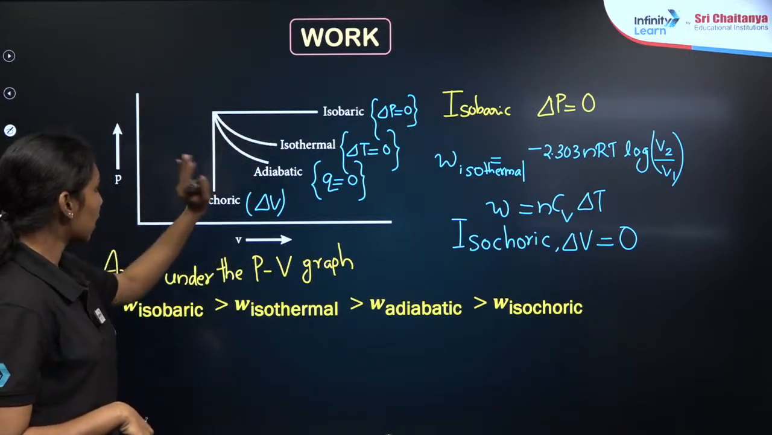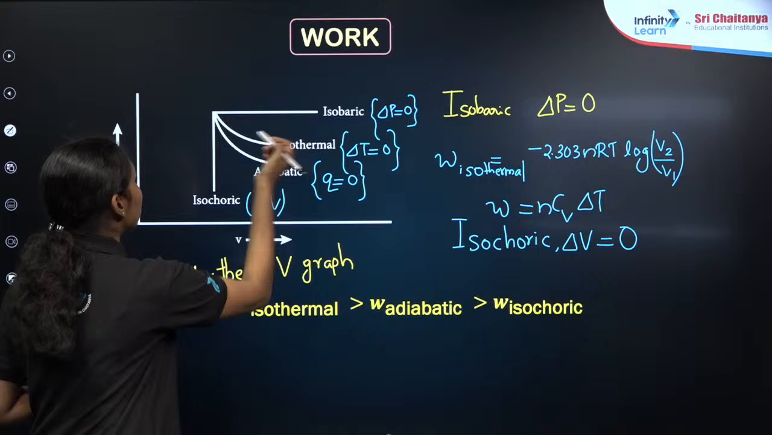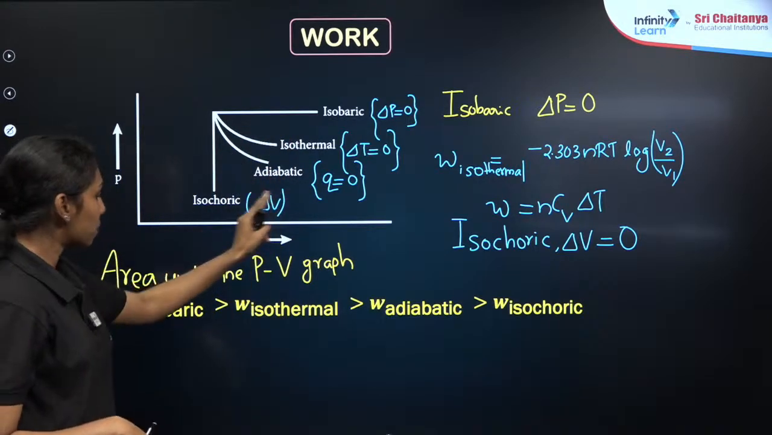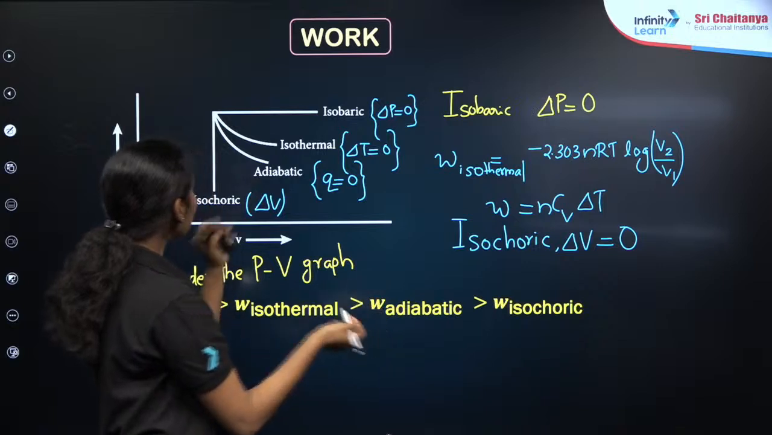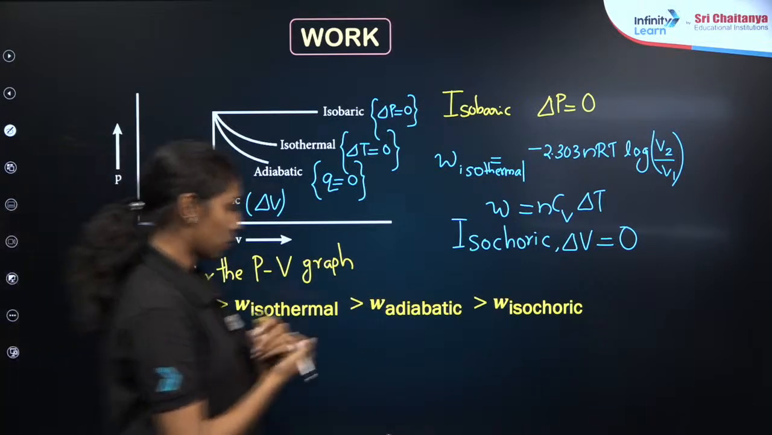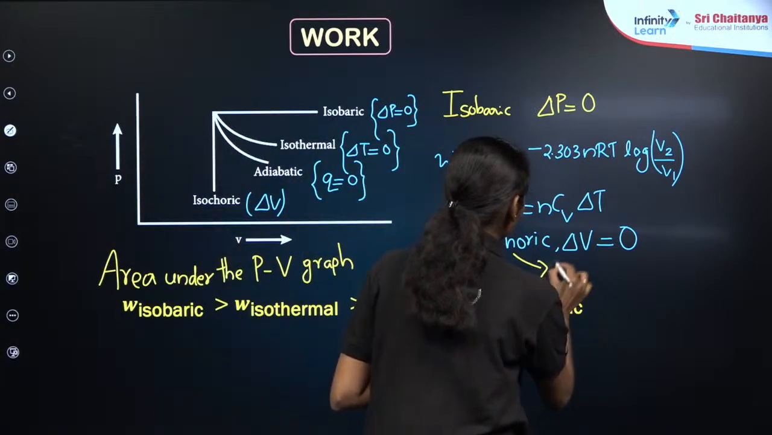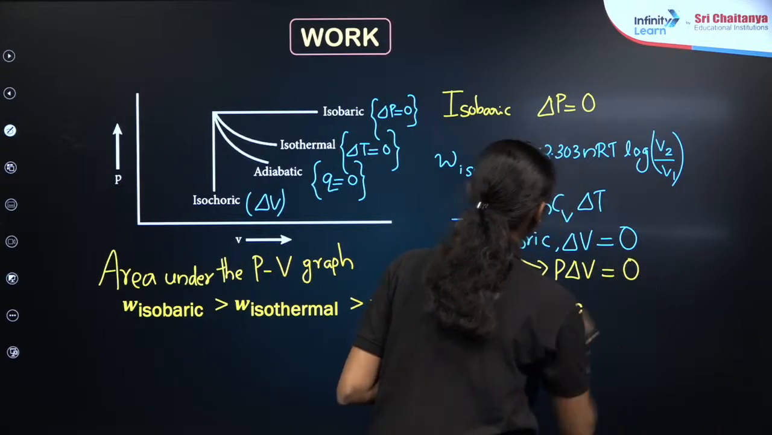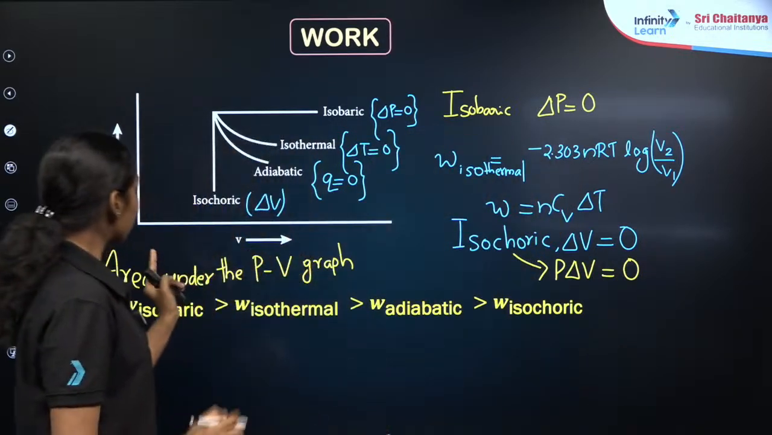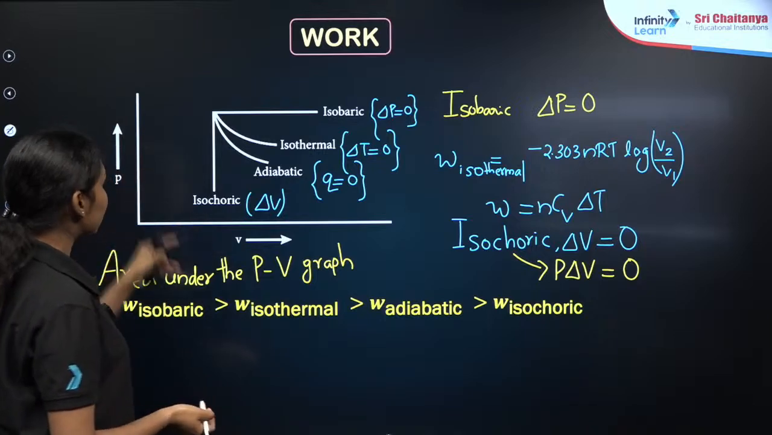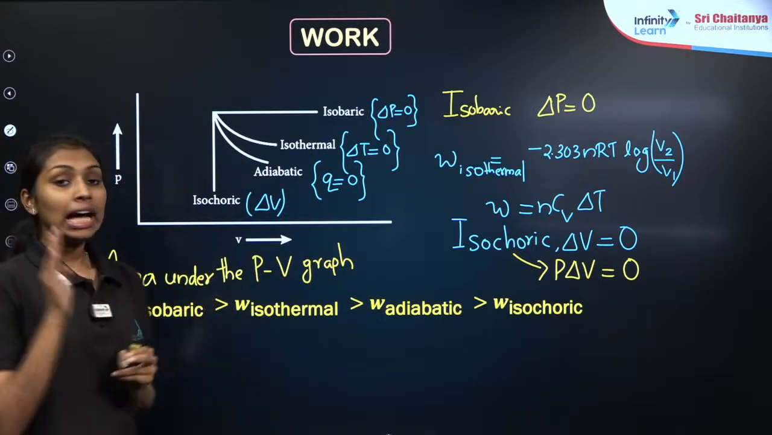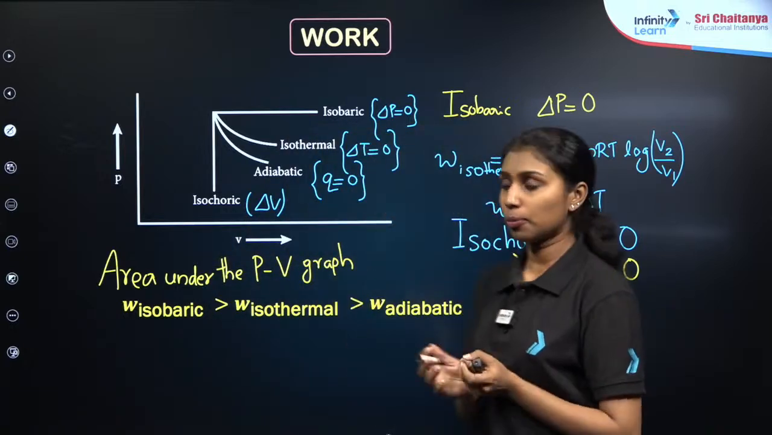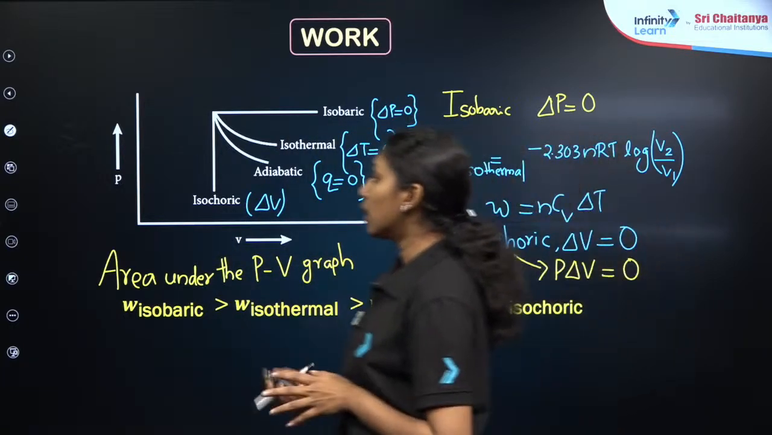Then what about this one, isothermal? This will be the second curve, work done during isothermal. Then the adiabatic process will be the third one. Finally the isochoric process. In the case of the isochoric process, work done is equal to P delta V, that is equal to 0, right? The area under the curve will be 0, or we can say that work done during an isochoric process is minimum compared to all other 3 processes.